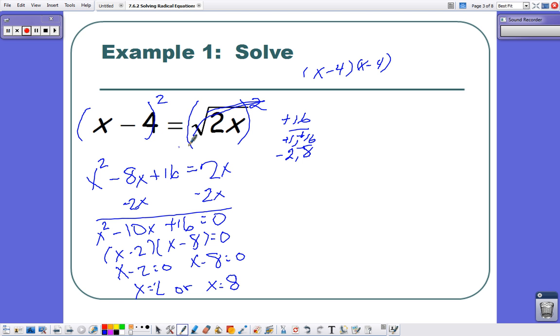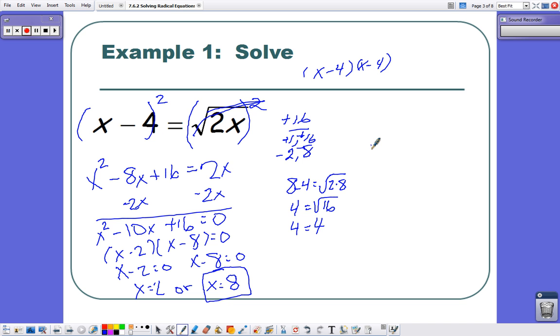So when I'm solving these, I actually have to plug these back in and see if they work. Let's do the 8 first. I'm going to plug it back into the original, so I get 8 minus 4 equals the square root of 2 times 8. Well, 8 minus 4 gives me 4, and the square root of 16 is 4. So 8 is a possible answer.